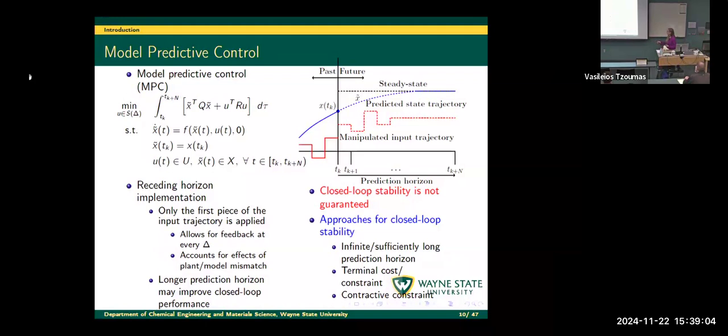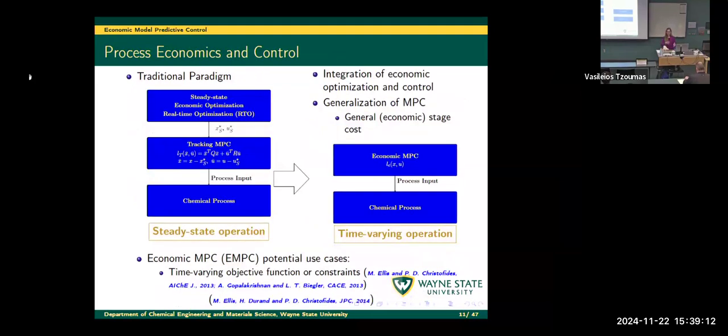And these include doing things like using an infinite or sufficiently long prediction horizon, terminal costs or constraints, or a constructive constraint. And so that's some background on model predictive control in the process industries. Now I'm going to talk a little bit more about how it's used today.